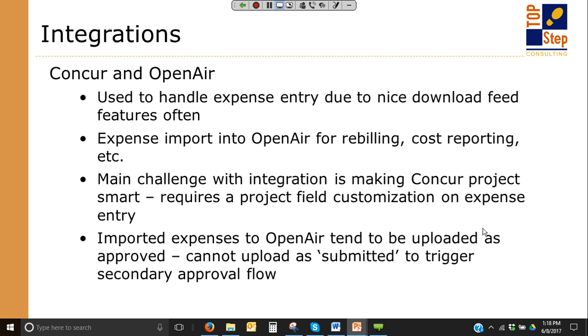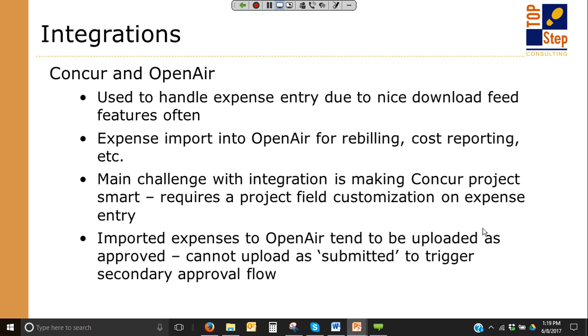So the integration to OpenAir will bring those expenses up into OpenAir as an expense report. And at that point, they tend to be imported as approved already. So if that integration is being considered, a lot of times I'll have the conversation with the customer to say, well, is the approval happening in Concur? Because if it is, let's leave the complete approval in Concur, and let's just bring in the approved stuff into OpenAir so that it can do the processing as far as rebilling to the customer as necessary, or for cost tracking in the customer.